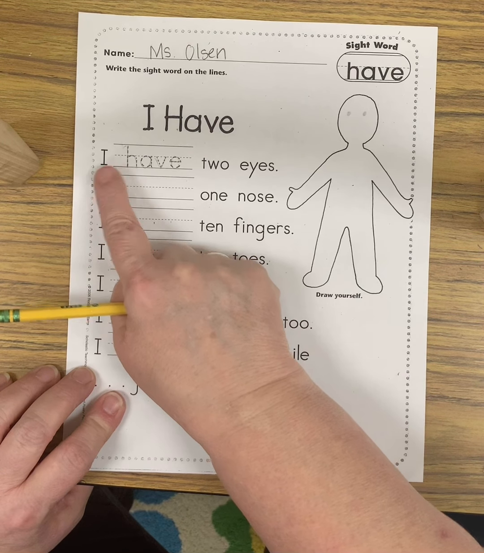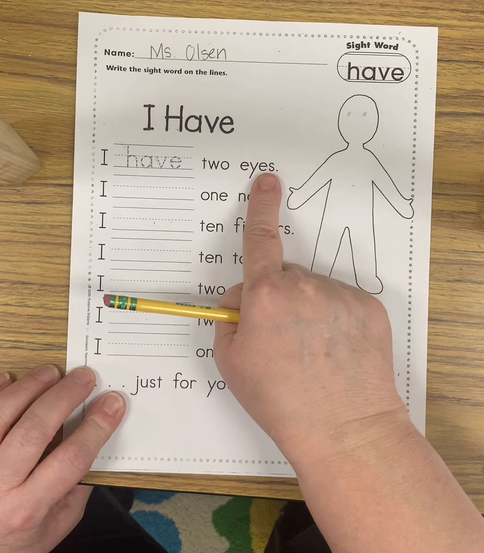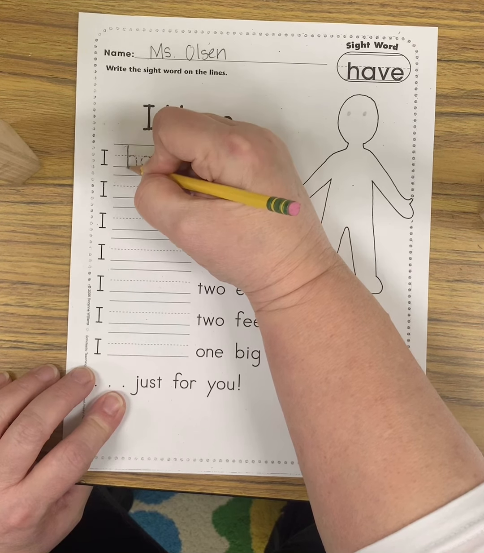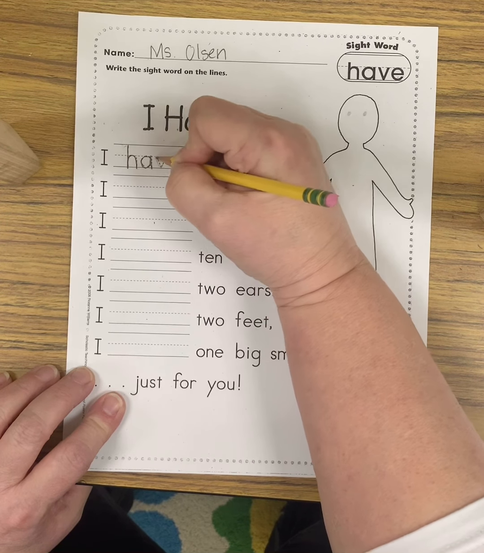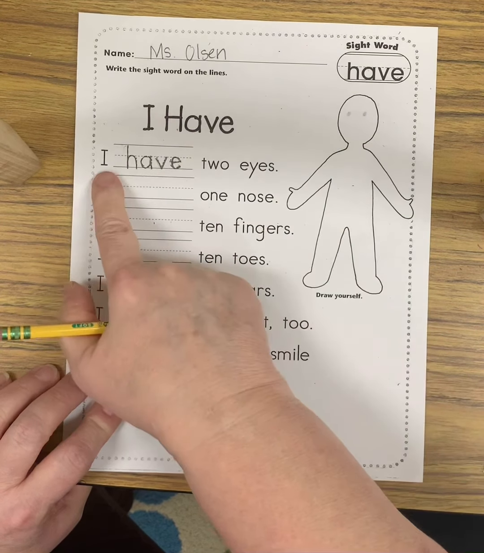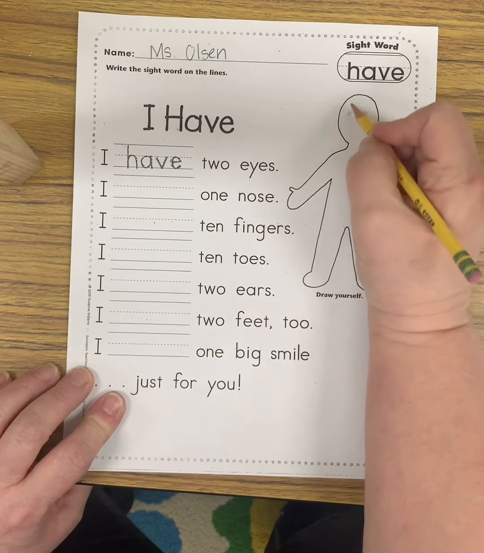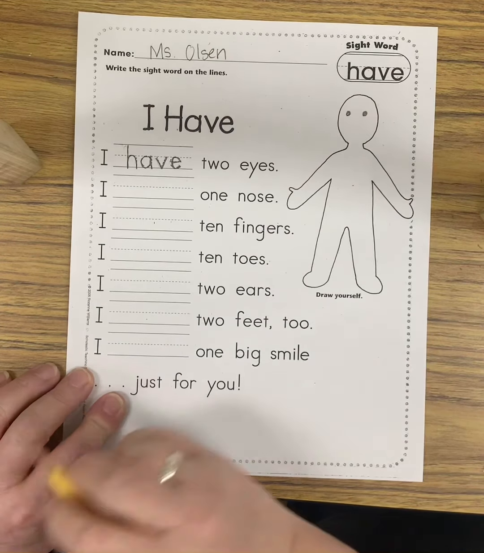This says, I have 2 eyes. So we're going to trace. They gave us the word this time to trace, H-A-V-E. I have 2 eyes. And then what we're going to do is just draw 2 eyes on a person.